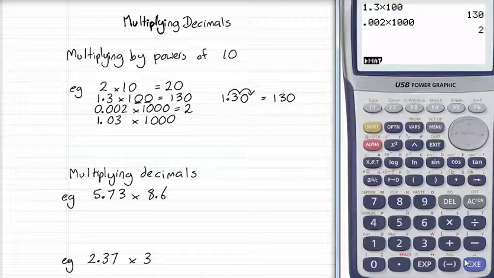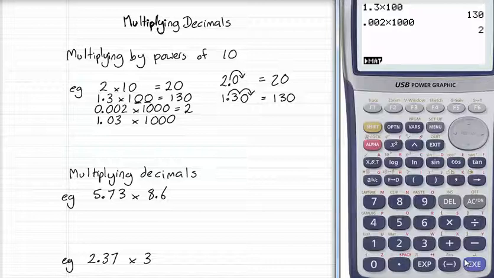If I'd checked that with the first question, 2, well, there's no decimal point, but I can put the decimal point after the 2 and treat it as 2.0, jump the decimal point 1 spot to the right because there's 1 0 in the 10, write the 0 because I've jumped over an empty spot, and my answer was 20.